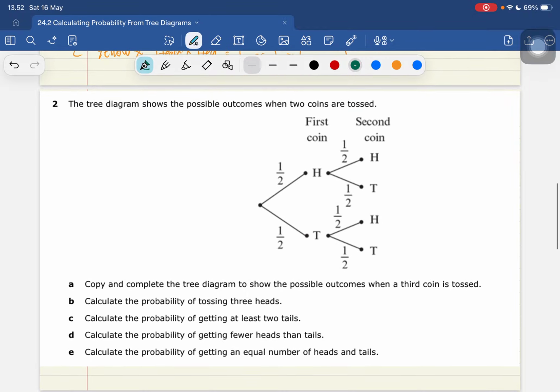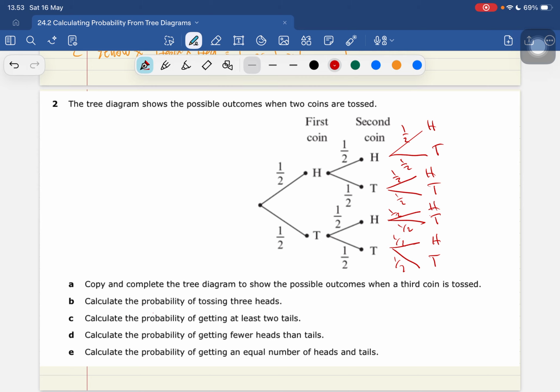Okay, number 2. The tree diagrams show the possible outcomes when 2 coins are tossed. Copy and complete the tree diagram to show the possible outcomes when a third coin is tossed. We can just add more here. Head and tail, also head and tail, head and tail, head and tail. 1 over 2, 1 over 2, 1 over 2 for head, tail, head, tail, head, tail, head, and tail.